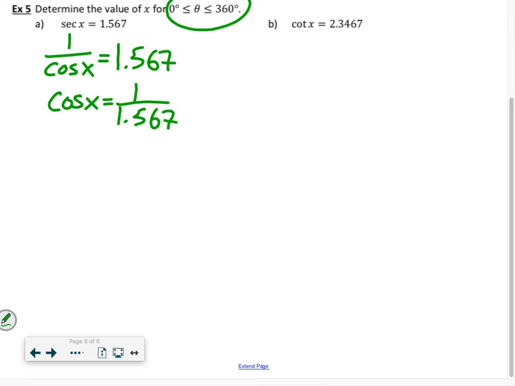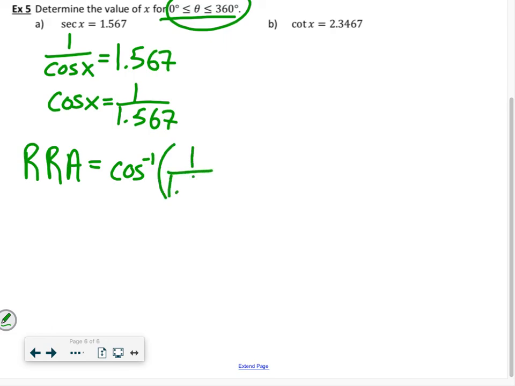Now we're in the whole 360 degrees, so we're going to have to find out where cos is positive, but why don't we find the related acute angle first? So we've got cos inverse of 1 over 1.567, and we get our related acute angle to be 50 degrees. Again, we'll take it to the nearest degree.